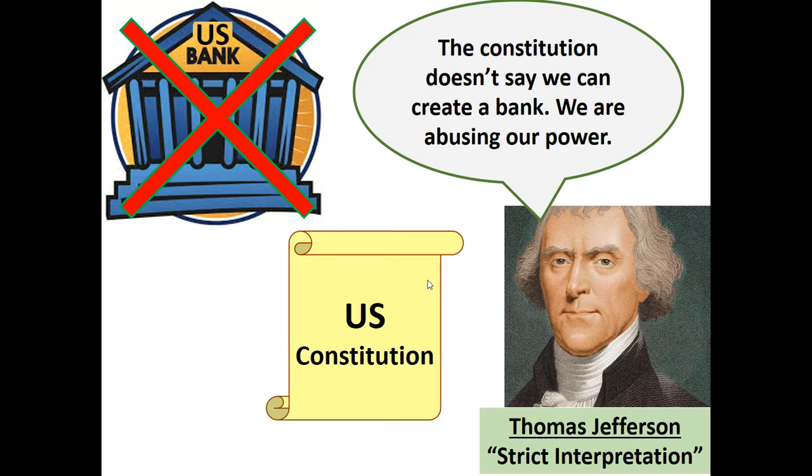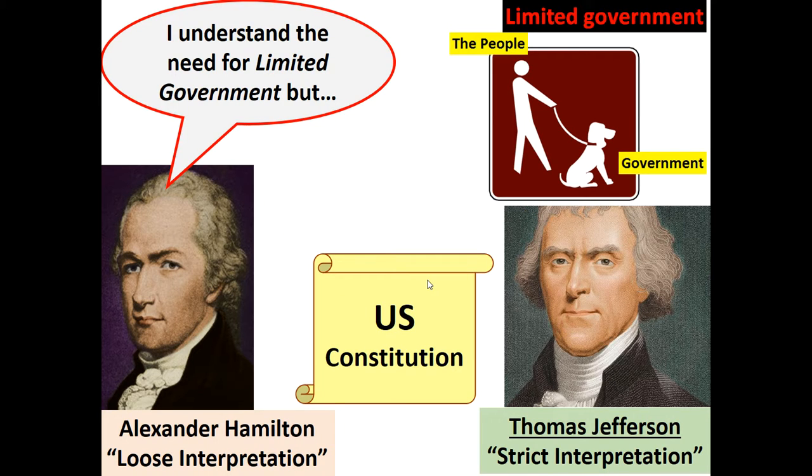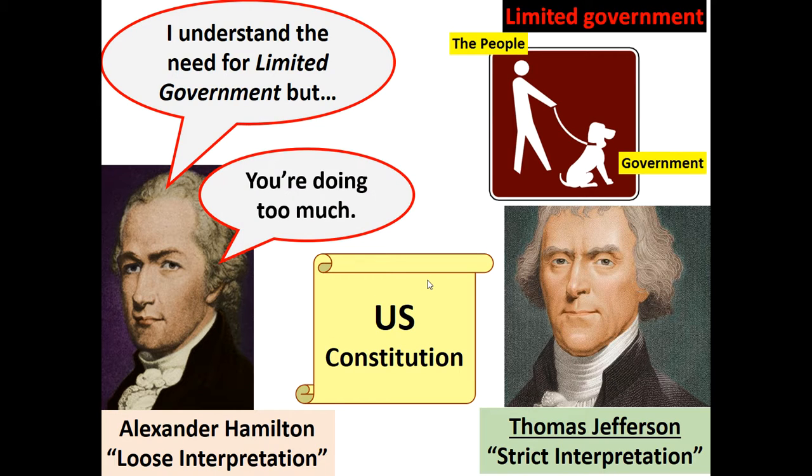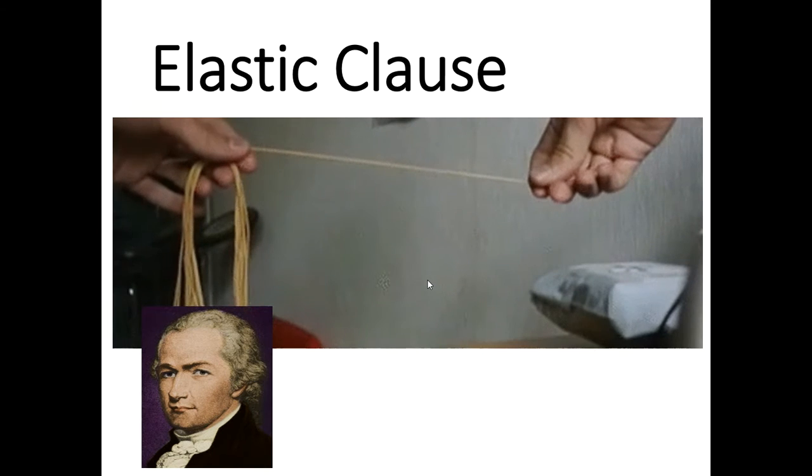Jefferson says, the Constitution doesn't say we can create a bank. We are abusing our power. We are becoming kings. I believe in a strict interpretation. Hamilton, the Federalist, says, I understand the need for limited government, but you're doing too much, Jefferson. Come on, man, stop being so strict. You know we need a bank. I just gave you three really good reasons for creating a bank. The Constitution doesn't say we can't create a bank. Come on, man, you need to chill.